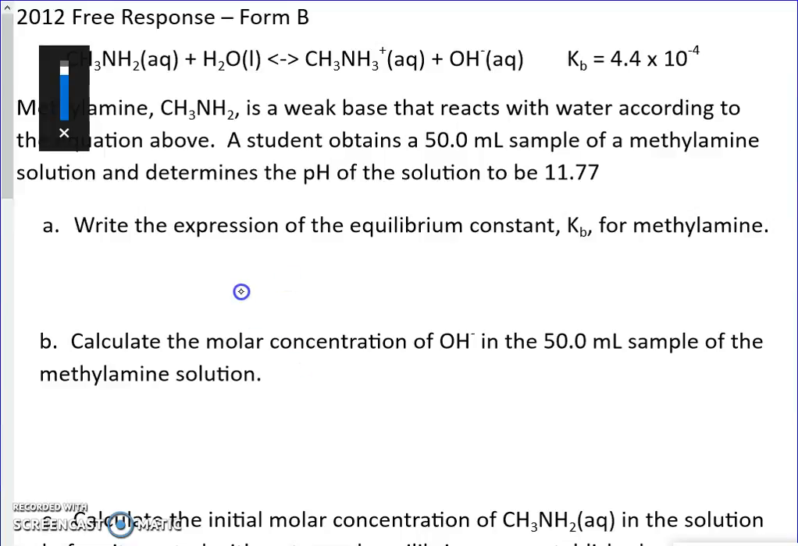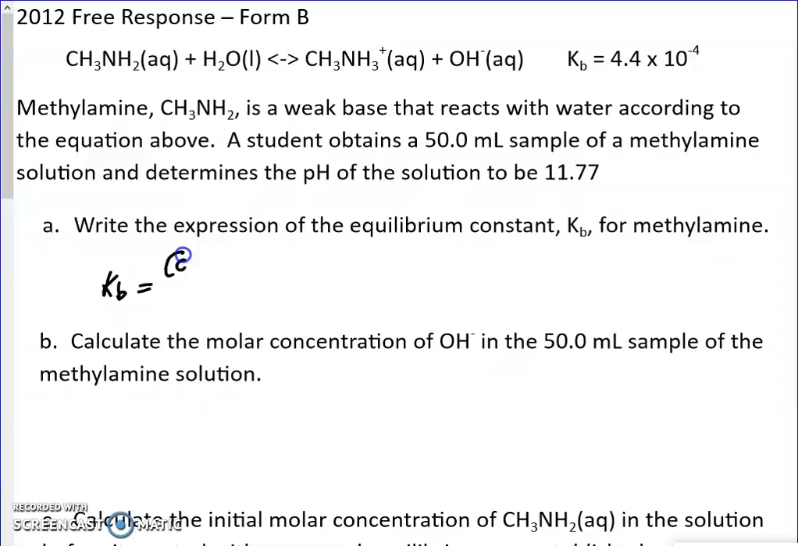So we have methylamine, CH3NH2, is a weak base that reacts with water according to the equation above. A student obtains a 50 milliliter sample of the methylamine solution and determines the pH of the solution to be 11.7. First thing it says is to write the Kb expression. This is an easy giveaway point. Make sure we get this.